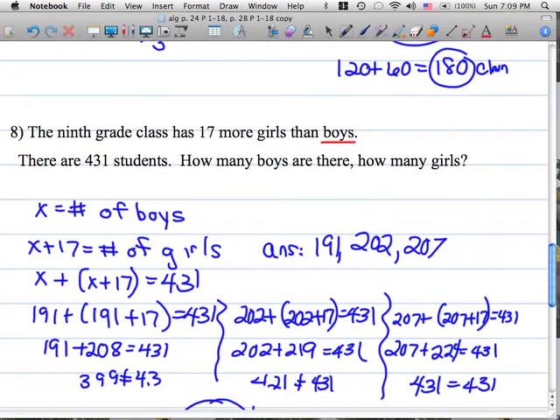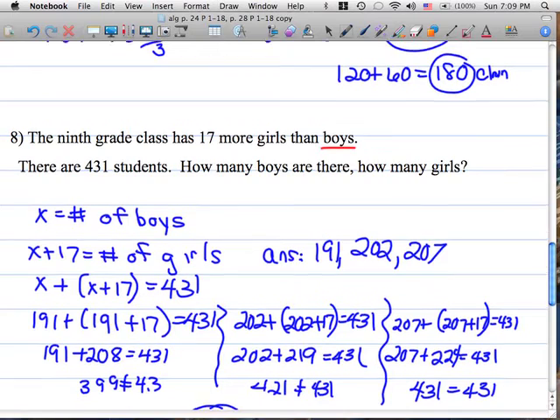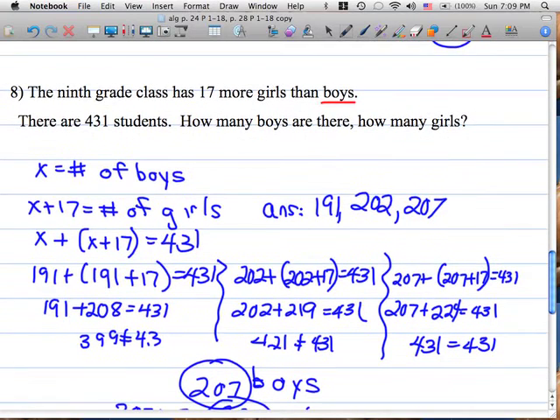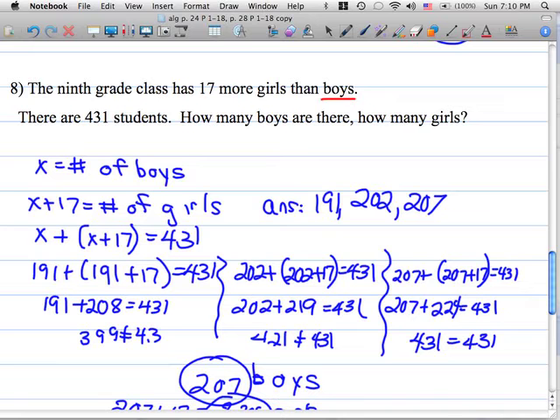Problem number 8. The 9th grade class has 17 more girls than boys. There's a total of 431 students. How many boys are there? How many girls? In the first sentence, the last thing mentioned is boys, so I'm going to let X equal the number of boys. The girls, there are 17 more girls, so X plus 17 equals the number of girls. There's a total of 431 students, so I'm going to say X, the number of boys, plus X plus 17, the number of girls, equals 431.